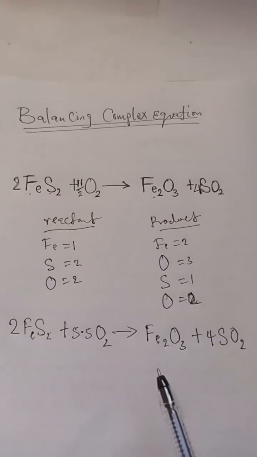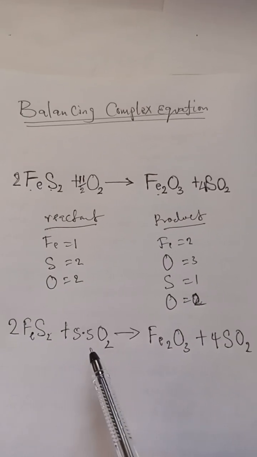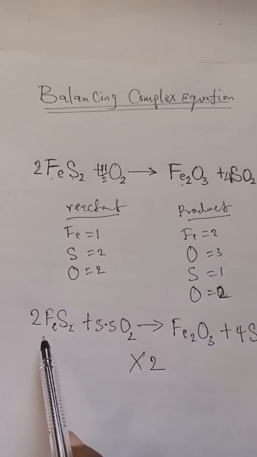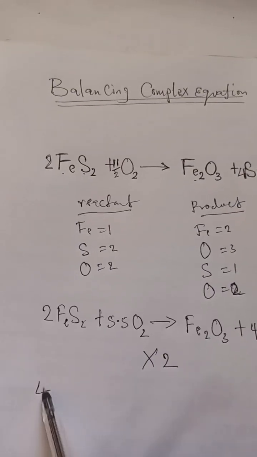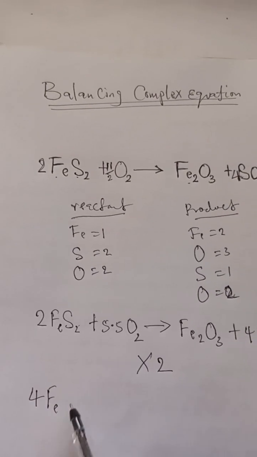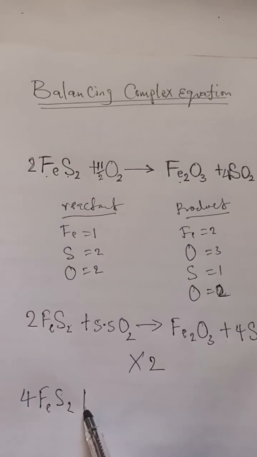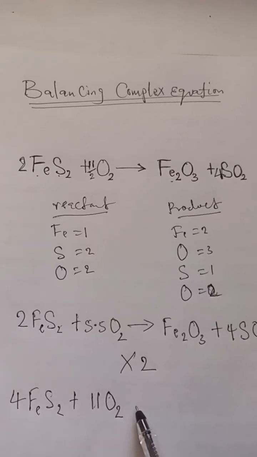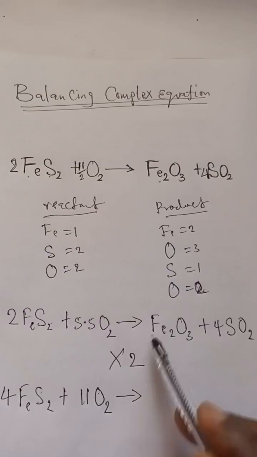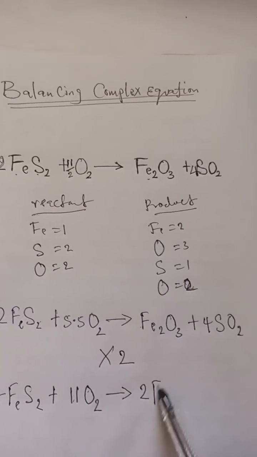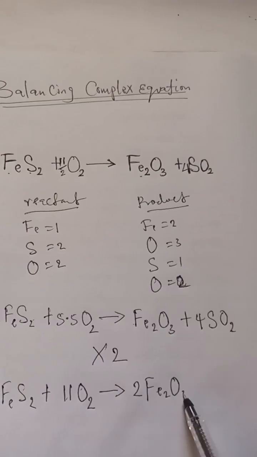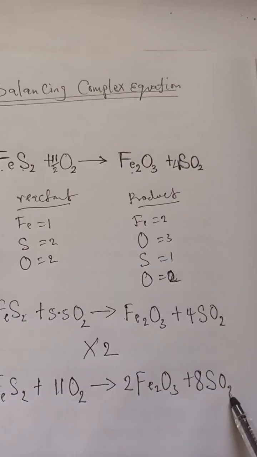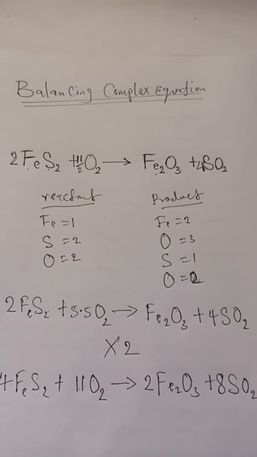Since we have this, it is not suitable for us to use a decimal, so we are going to multiply everything times 2. All right, so when we multiply this by 2, we have 4 FeS2 plus, multiply this times 2, we have 11O2 to form, multiply this by 2, we have 2Fe2O3, multiply this by 2, we have 8SO2. All right, so let's now check if this equation is balanced.